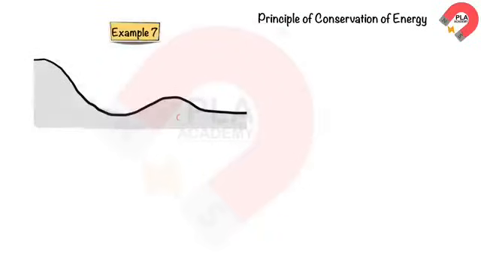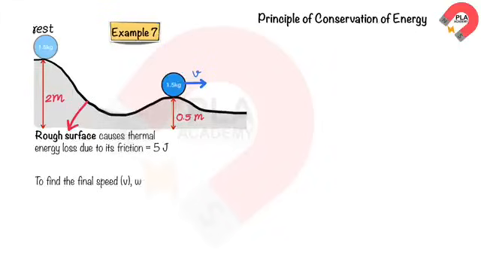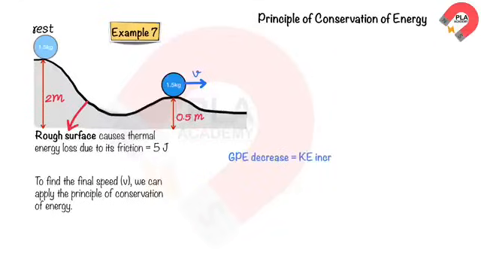In another scenario, let's consider a ball with a mass of 1.5 kilograms rolling downward from rest, from a height of 2 meters to a height of 0.5 meters along the given path as shown. We assume there are thermal energy losses due to friction of 5 joules at the final speed v. To find the final speed, v, we can apply the principle of conservation of energy. The decrease in gravitational potential energy is equal to the increase in both kinetic energy and thermal energy.